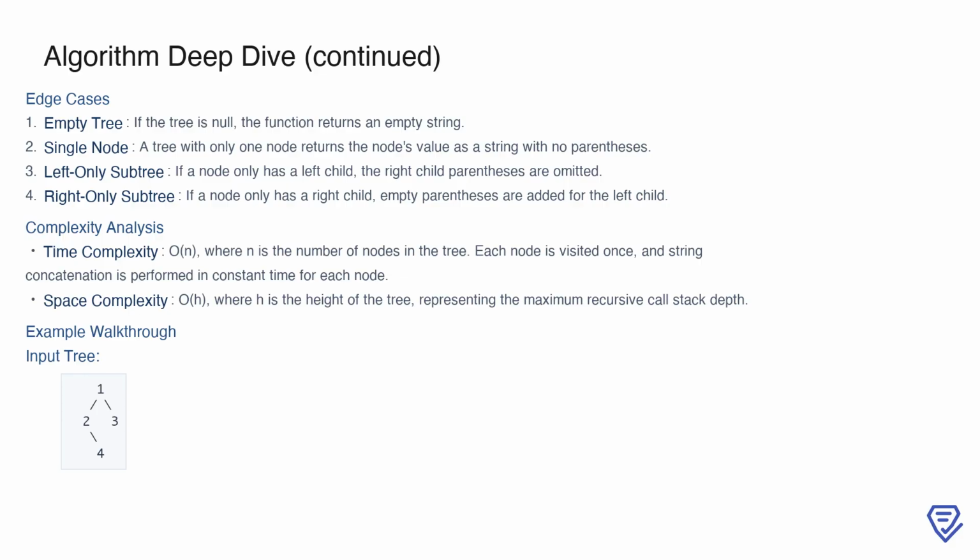Moving on to complexity analysis, the time complexity of this algorithm is O(n), where n is the number of nodes in the tree. This is because each node is visited exactly once, and string concatenation is performed in constant time for each node. The space complexity is O(h), where h is the height of the tree, as the maximum depth of the recursion stack corresponds to the height of the tree. With these considerations, we can confidently handle all tree structures and ensure our solution is efficient.